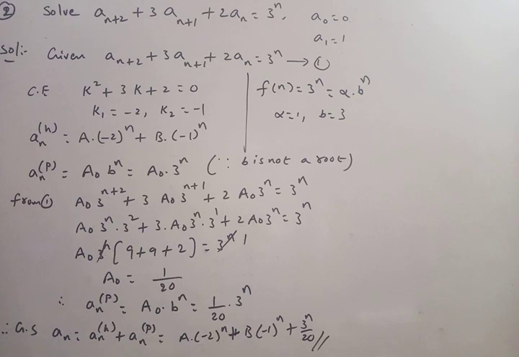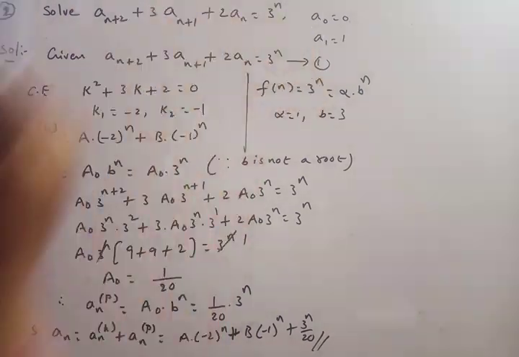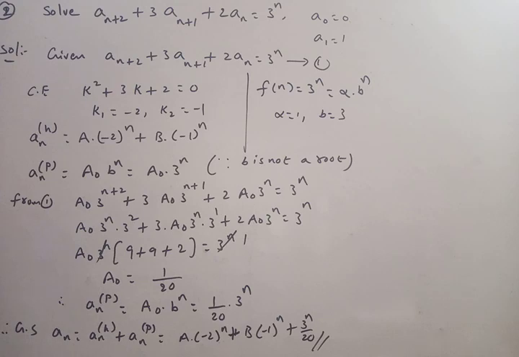But he gave here initial conditions. a0 is equal to 0, a1 is equal to 1 he gave here, correct?